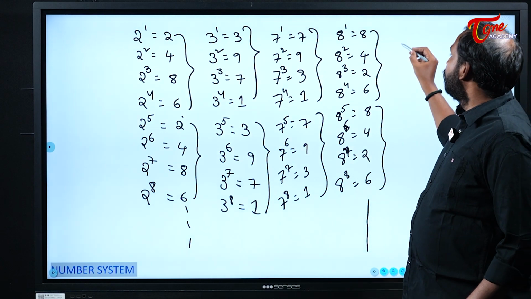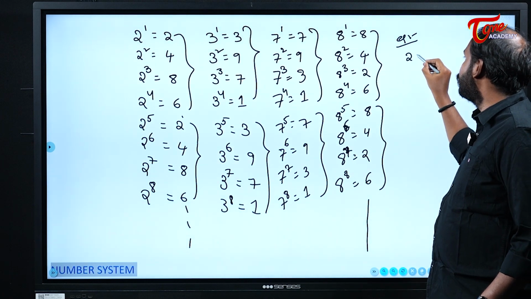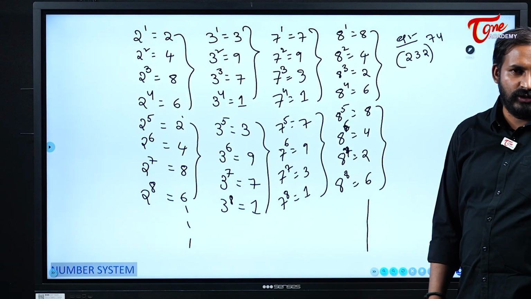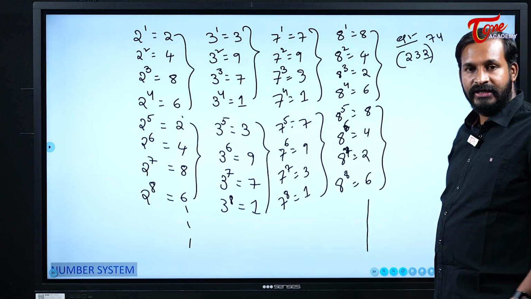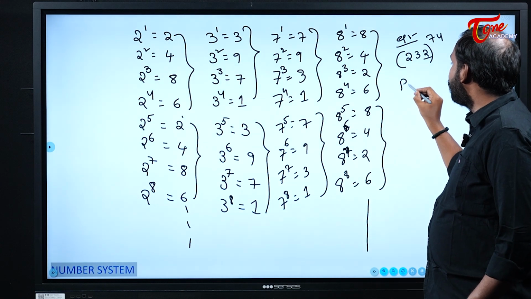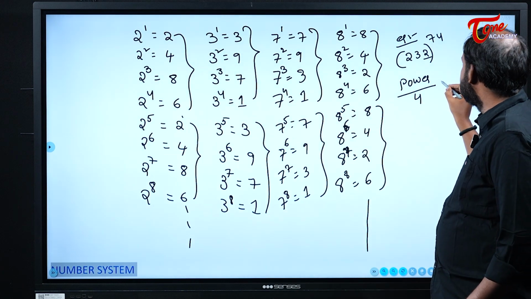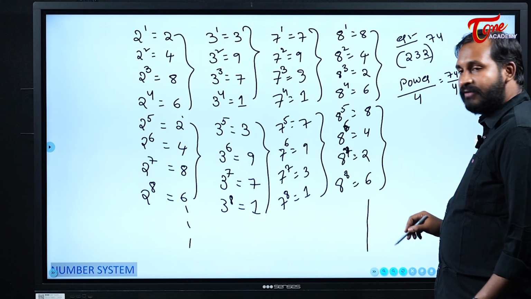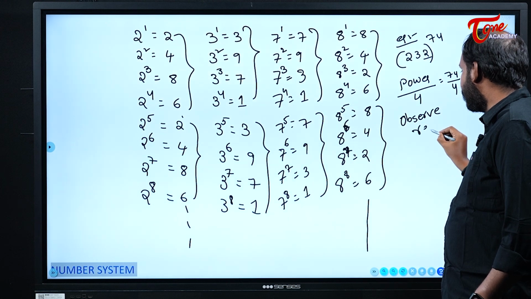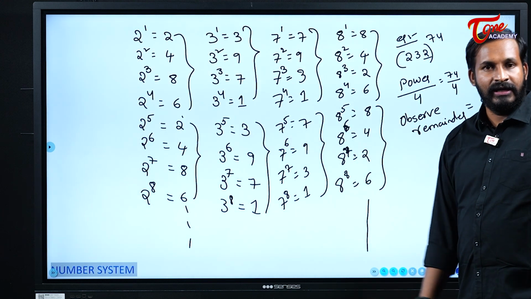See here, any question. For example, I will take an example. What is the unit digit of 232 whole to the power of 74? So, what is the units digit for me here? 2. So, for 2, how many chances do I have? 4 chances. So, simply divide the power with 4. So, that means 74 by 4. And after dividing the power with 4, observe remainder. When I divide 74 with 4, what is the remainder I will get? 2. I will get the remainder as 2.